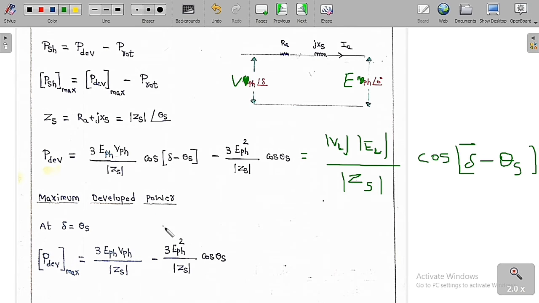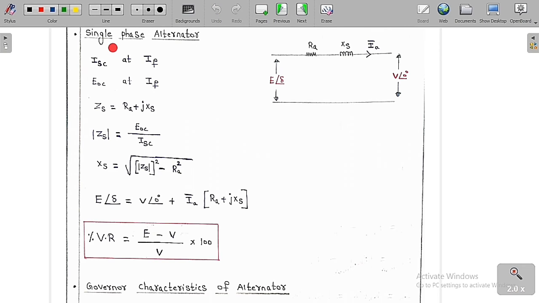So this is a very important one. This is a general equation. From this we have got this one. This is the way that you always have to understand the concept behind this. So now we are going to discuss the single phase alternator. For the single phase alternator, we are going to see the diagram.